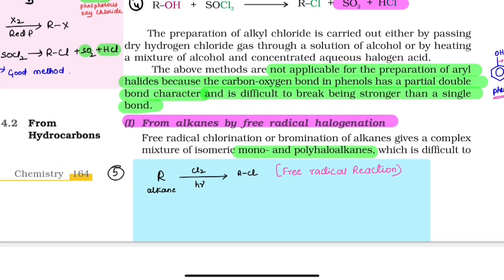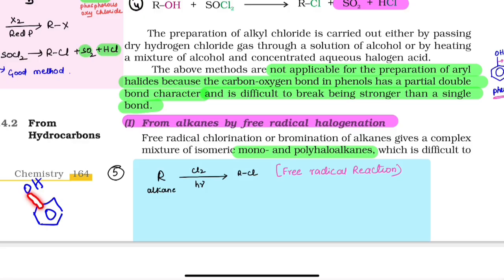And next, the above method is not applicable for preparation of aryl halide. Aryl halide means the halogen is attached to the benzene ring. Here we cannot prepare this because the carbon-oxygen bond in phenol has partial double bond character. So this is phenol, the benzene ring, and this is phenol. So this is having double bond character.